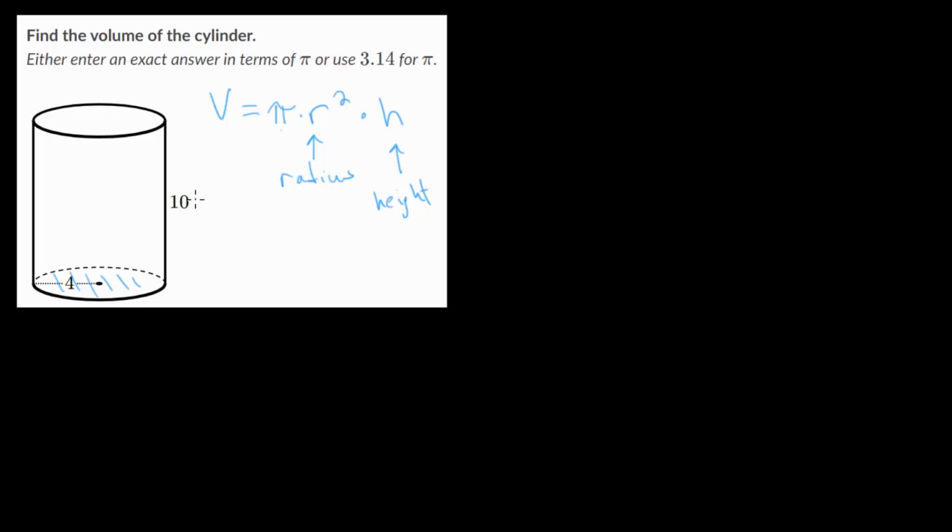So if we can mark what the radius is and what the height is, we can just plug these in to find the volume. Now, in this case, it looks like the radius of the circle is 4, and the height of this cylinder is 10. Now let's plug those values into this formula. So the volume of this cylinder is equal to pi multiplied by the radius, which is 4, and we'll square that, multiplied by the height, which is 10.